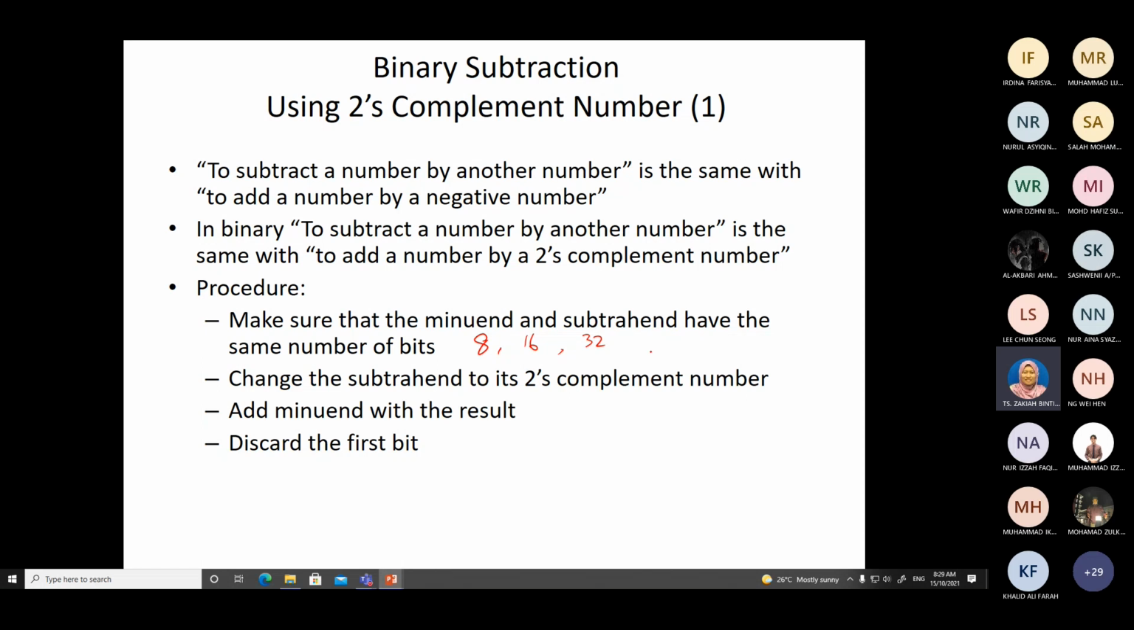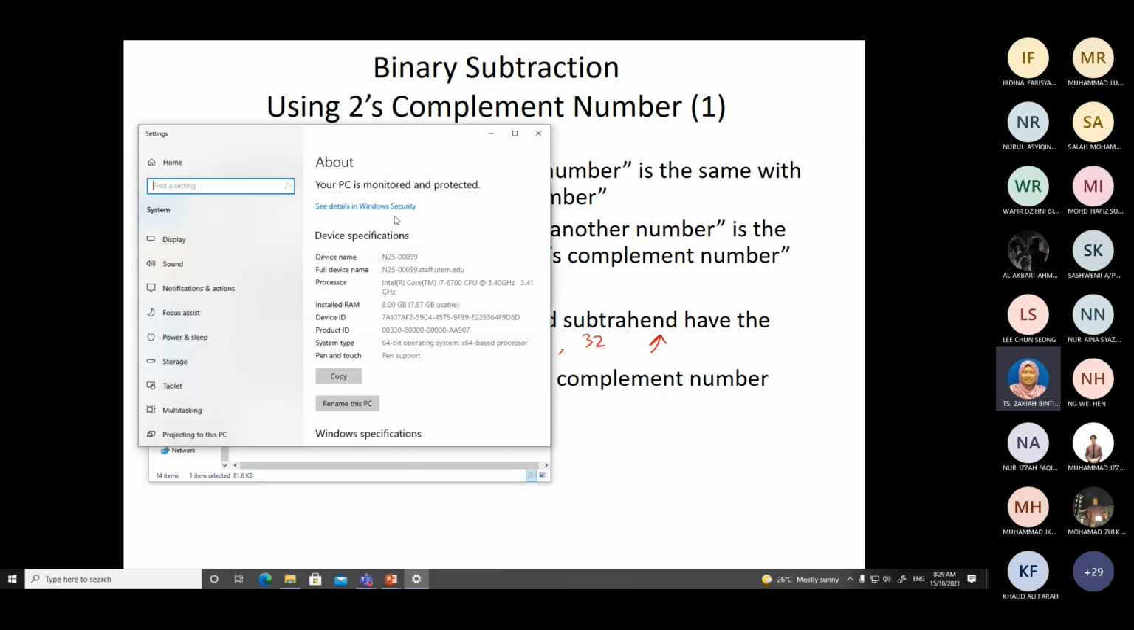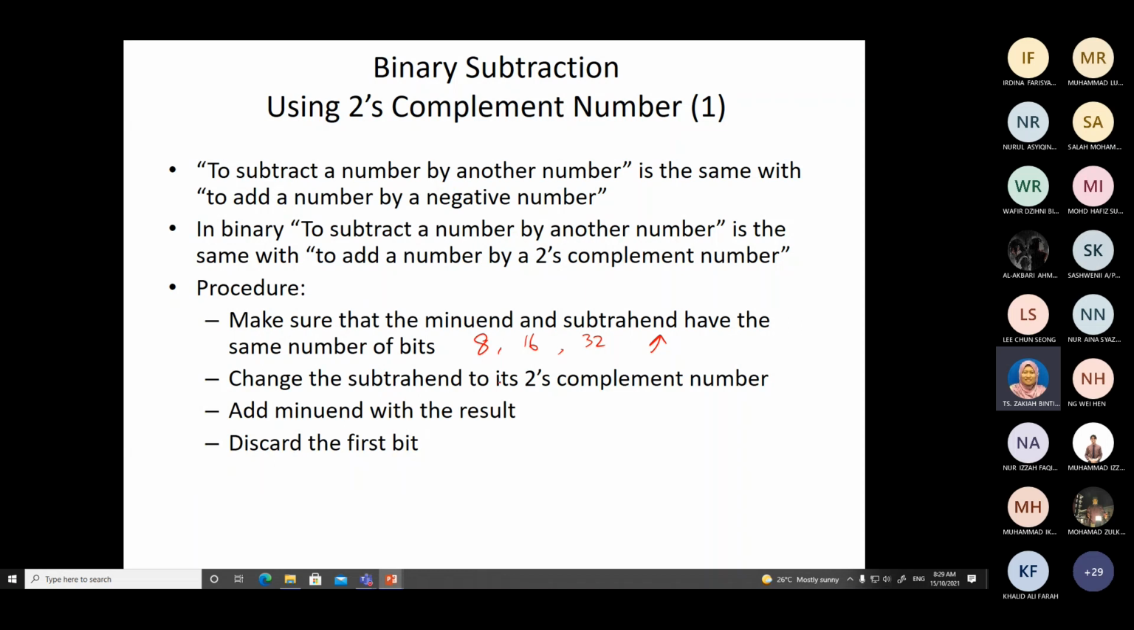But our computer, if you look here, when you right click This PC and look at the system, you will see that this is 64-bit. If it's 64 bits, it means the number system they use is 64, because they want to support higher-end computation and shorten the time to complete the execution. So that's why they use 64-bit.